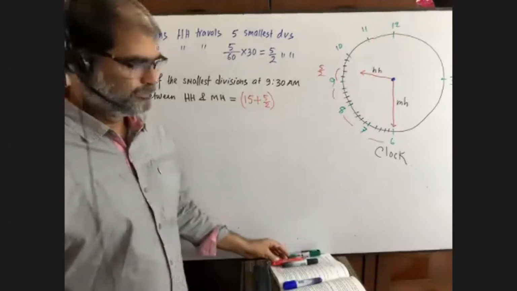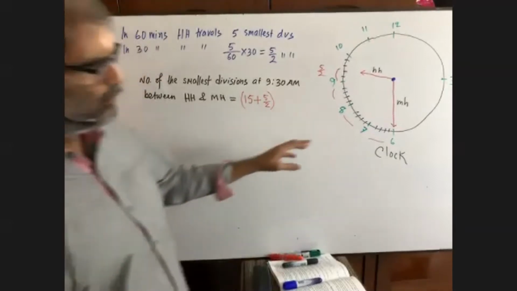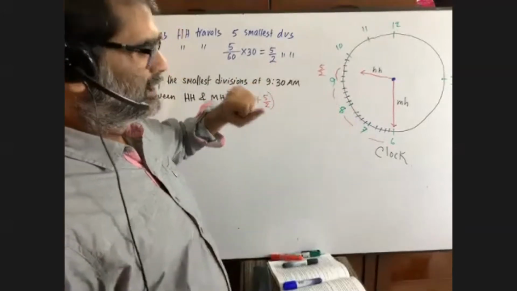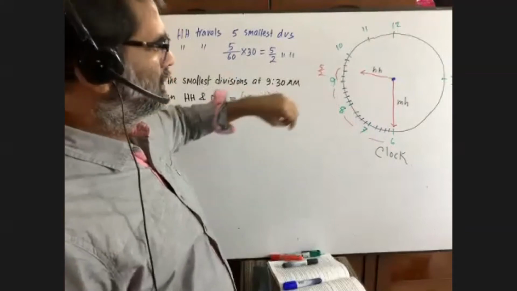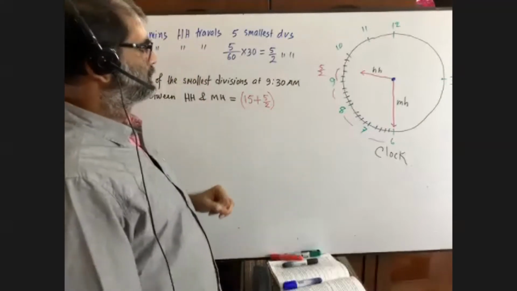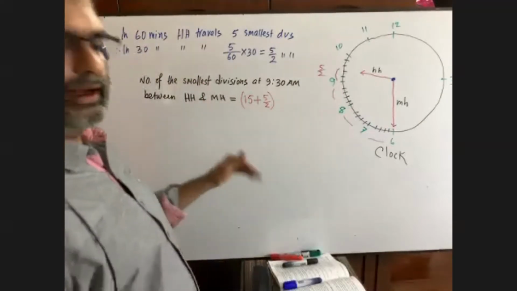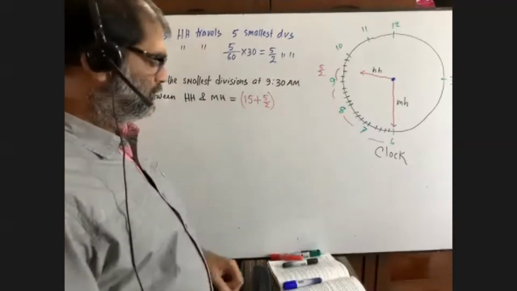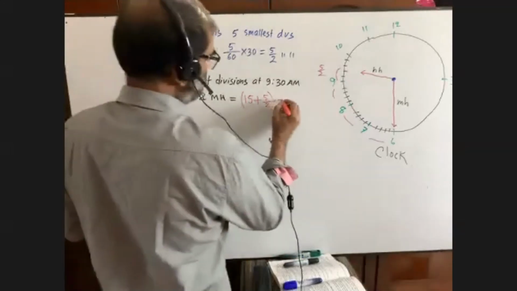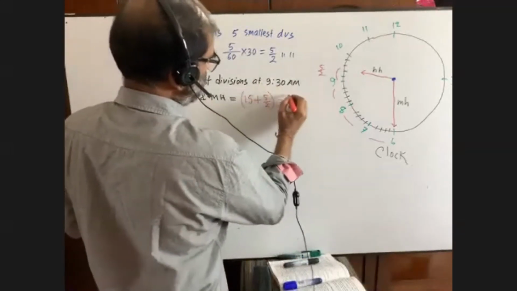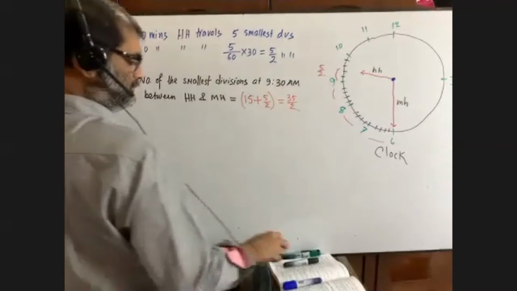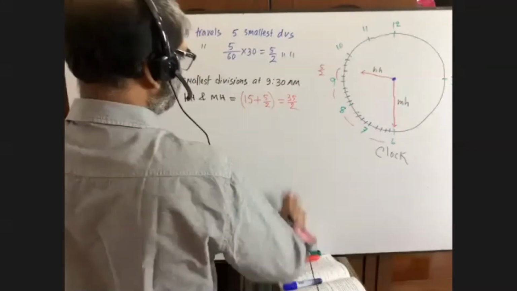Talk to me. We can easily count it. 5 plus 5 plus 5, 15. Now in 30 minutes, the hour hand has traveled 5 by 2 divisions, where in 60 minutes, it travels 5 divisions. So can you please calculate? 35 by 2. So 17.5. It's okay. You keep it like this.